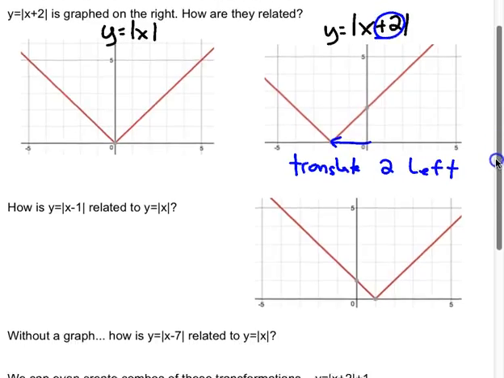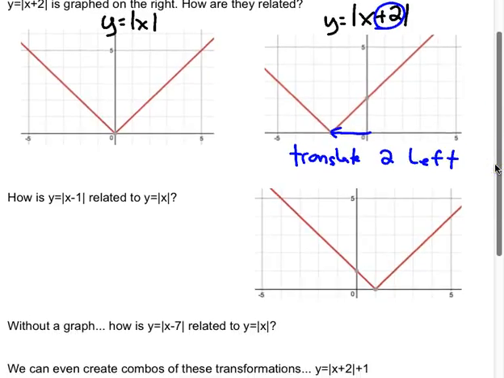And this next one, what is that minus 1 doing? Well, again, it's kind of doing the opposite of what you'd expect, it's translating it 1 to the right. So remember, if the translation is happening inside the function itself, remember it's acting oppositely the way you'd expect, and it's translating it to the left or to the right.